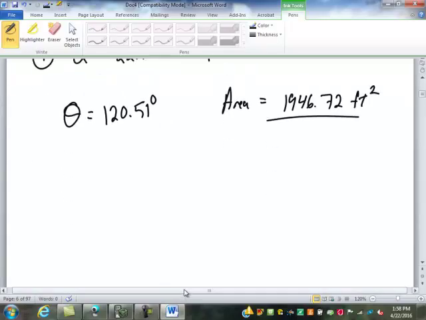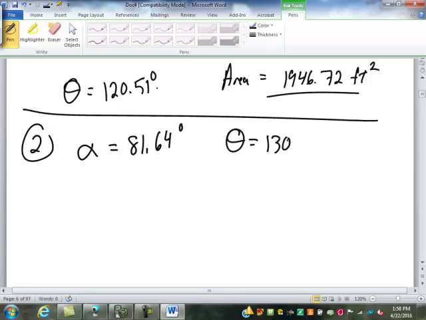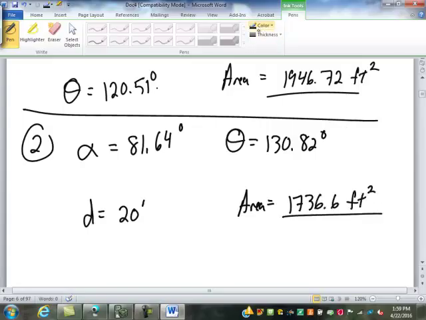First 3. Number 2, we have the same slopes. That makes this one a lot easier. Alpha is 81.64 degrees. Theta is 130.82 degrees. D, which is your ridge length, is 20 feet. And your area is 1,736.6 square feet.